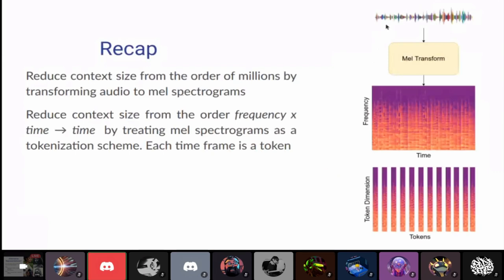So a short recap, we take the audio here that is maybe 8 million samples. This would be our context size if we wanted to work with raw audio. We reduce the context size by applying the ML transform. So we get maybe a context size here of, if you go with what we worked with in the Msanii paper, 128 by 8,000. Then we again propose to treat the ML spectrograms as a tokenization scheme. So each time frame is a token on its own. So that now reduces our context size down to 8,000. So that's quite a good step downwards to reducing the computation.